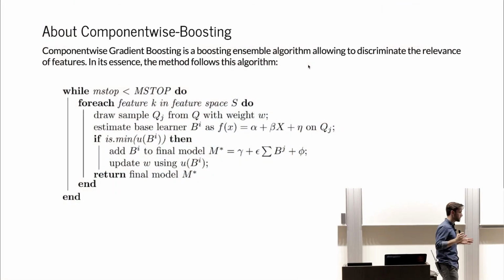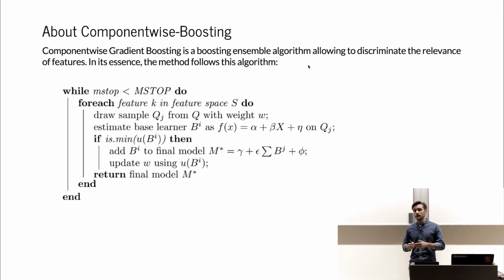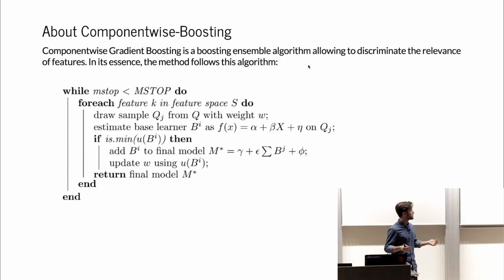So you can imagine it as a sequential ensemble. So you have m-stop iterations. You have a lot of iterations where you basically do the same thing, however, on different data. And what happens with component-wise boosting is that in every single iteration, you take one feature at a time out of the entire feature space. And for every single one of these features in your feature space, you build a base learner. And the base learner is a very, very simple model.